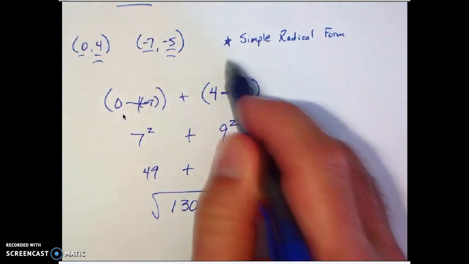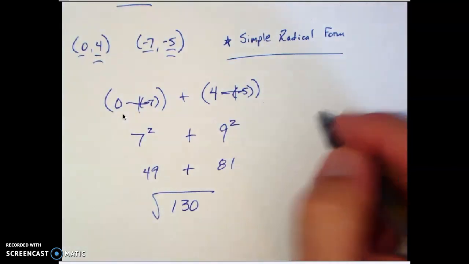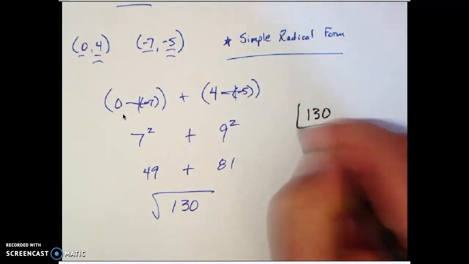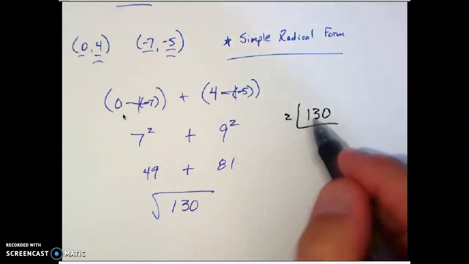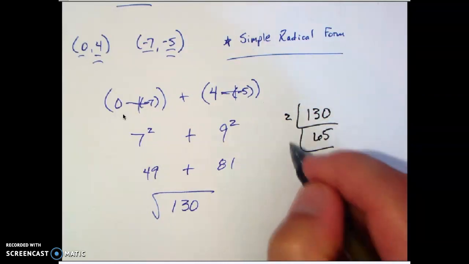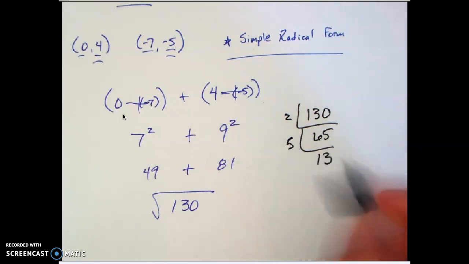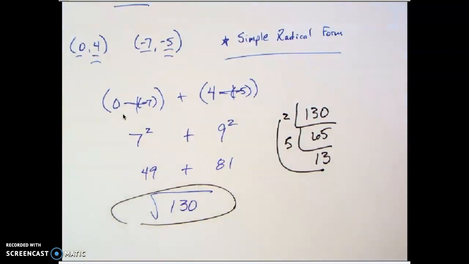But to have an answer in simple radical form, what we're going to do is, remember we've talked about cake method before. I'm going to divide by prime numbers, and I'm going to start with 2 and divide by 2 until I can't. 2 goes into 130 65 times. 2 doesn't go into that, but 5 does. 5 goes in there 13 times. All of these are prime numbers, and none of them are paired up, which means this is already in simple radical form. So that would be the exact answer for this problem.